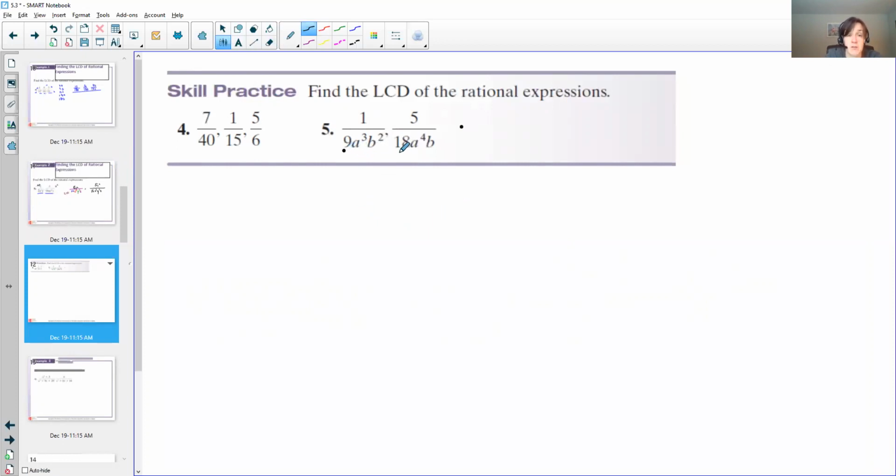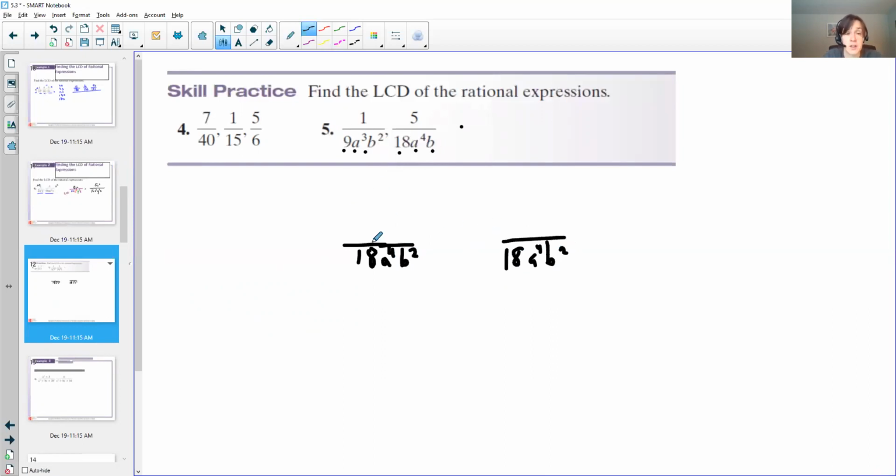Least common denominator of 18 and 9 is 18, so I'm going to use 18. Look at the A's. The most A's is a to the 4th. That's my guy. The most B's is b squared. That's my guy. So the least common denominator here is 18, a to the 4th, b squared. Okay?